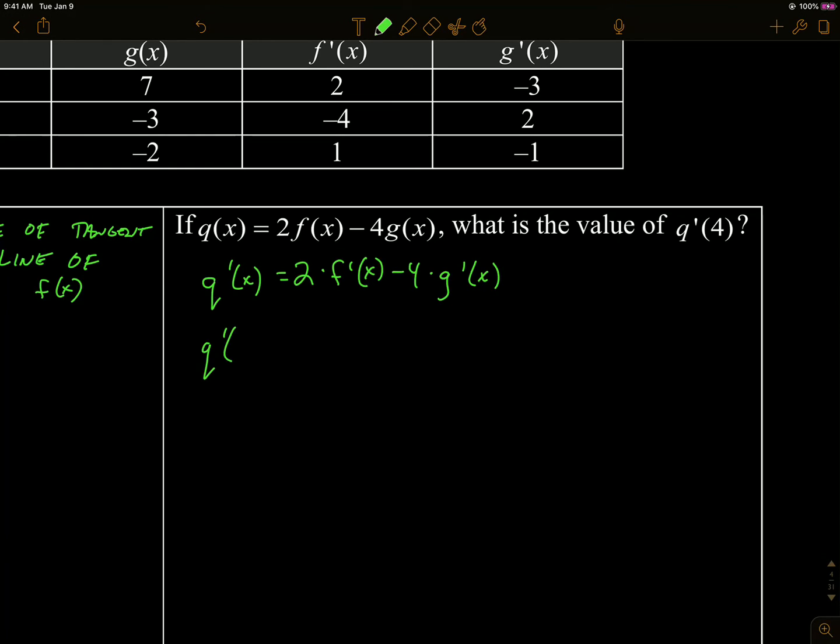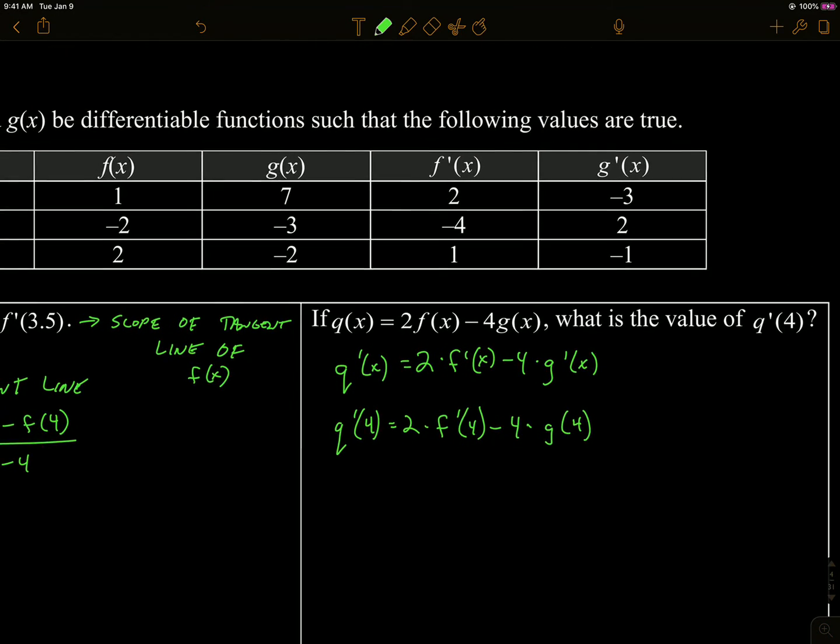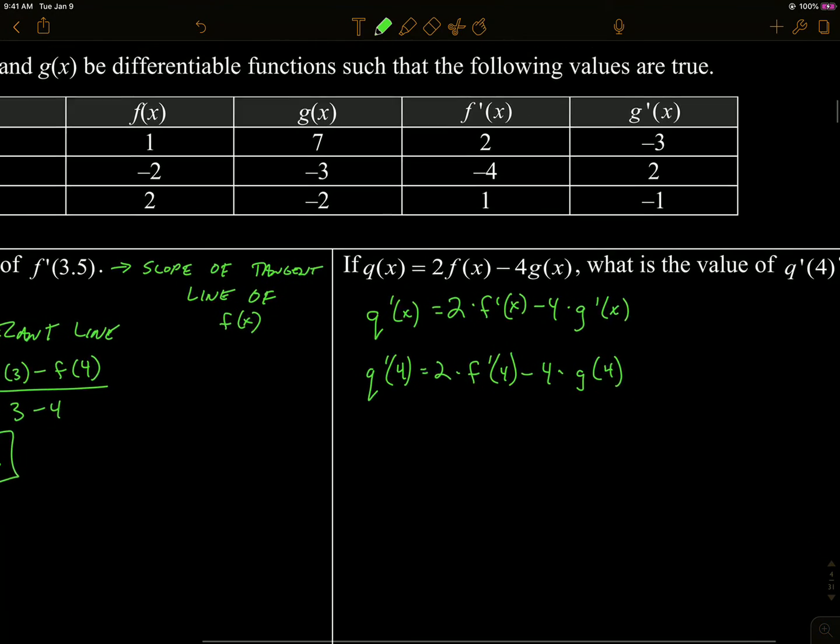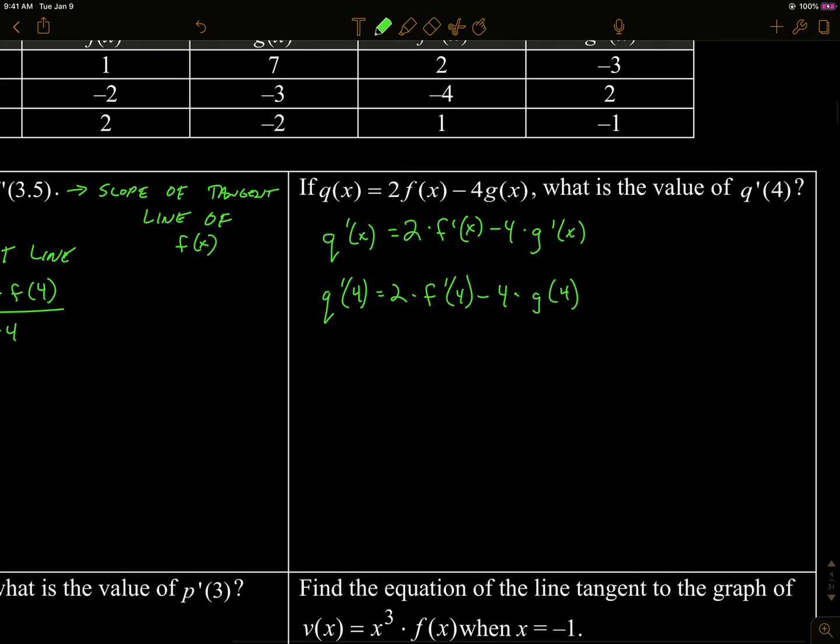So then q prime of 4, if I plug 4 into the derivative, is going to be f prime of 4 minus 4 times g prime of 4. I don't need those parentheses. So I'm going to go up to my table under my x value of 4 and find out what f prime of 4 is and what g prime of 4 is.